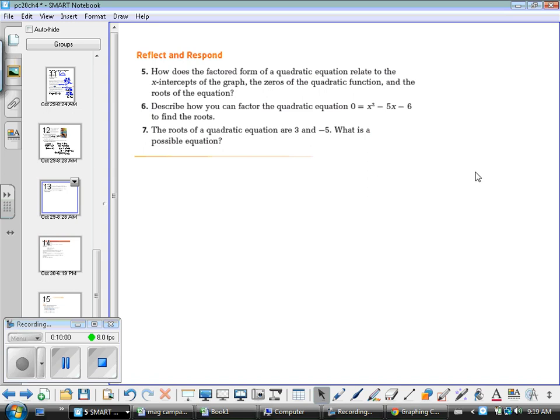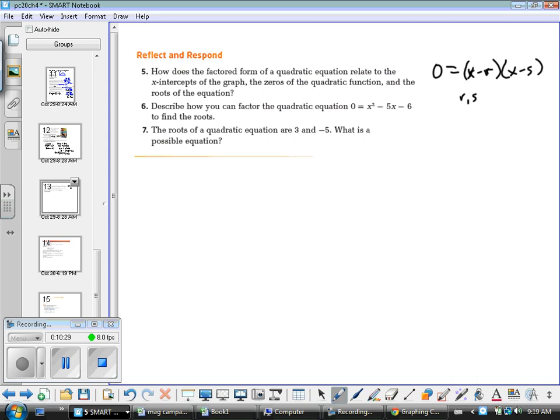Okay, so how does the factored form of a quadratic equation relate to the x-intercepts of the graph, the zeros of the quadratic function, and the roots of the equation? Well, I guess when you have a factored form like x minus r times x minus s, then you know that r and s are the x-intercepts of the graph. They are the zeros of the quadratic function, and they are the roots of the equation.